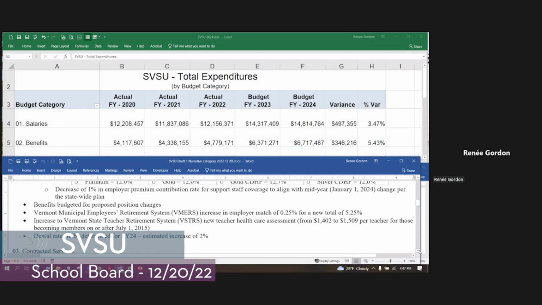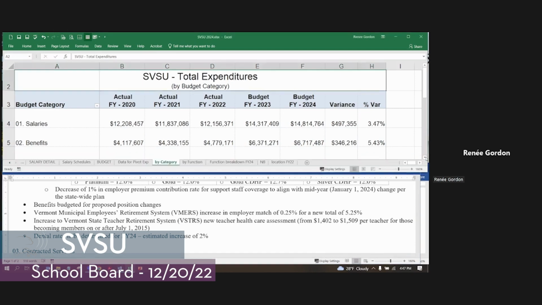And then the dental rates are also being reviewed by the Department of Financial Regulation right now as well, along with the health insurance rates. They've proposed them to be between 0 and 4%. They have been flat the past couple of years. So I have factored in a 2% increase in the budget that you have before you, just in case, since we're not really sure where they will go. So moving on, the next section is contracted services.